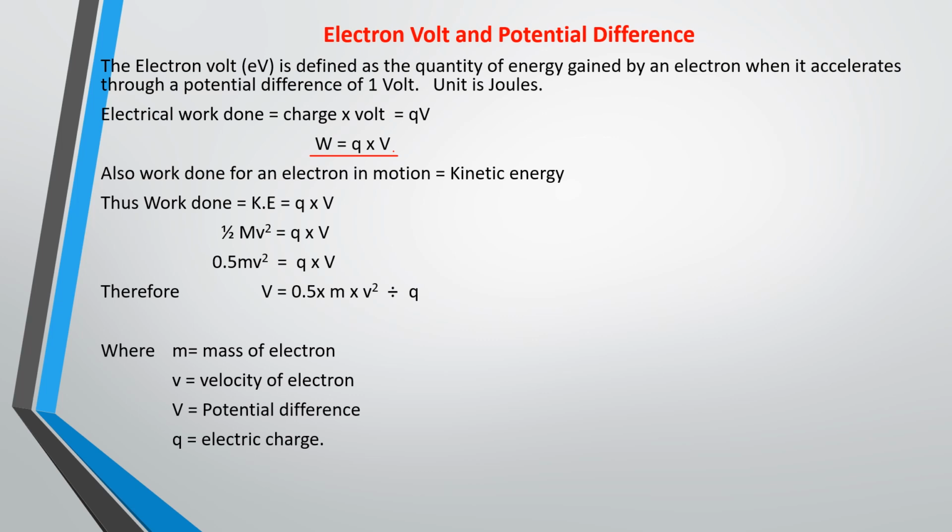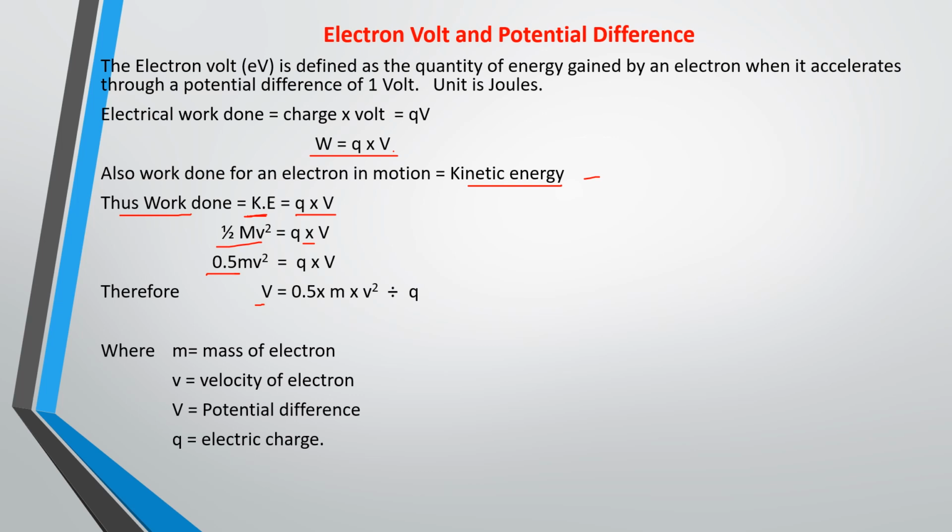Also, work done for an electron in motion is equal to kinetic energy. So we can write this equation as work done equals kinetic energy equals QV. Kinetic energy is equal to half mv squared. So half mv squared is equal to QV, and half is equal to 0.5, so don't be confused about that.